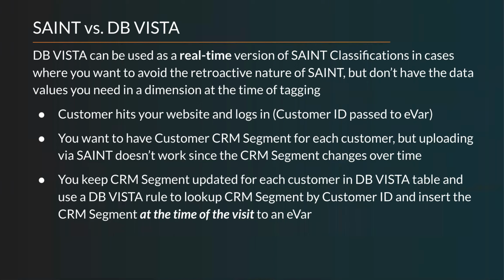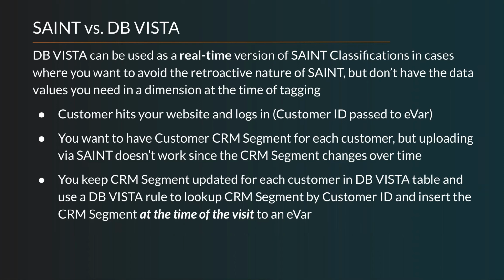But let's use a DB Vista example. So a customer hits your website and logs in. So we have the customer ID in an eVar. Then we basically have a table that takes the customer ID and every 24 hours updates, for every customer ID, what CRM segment they're in. But since we don't want to do that via Saint, we do that in the DB Vista table.